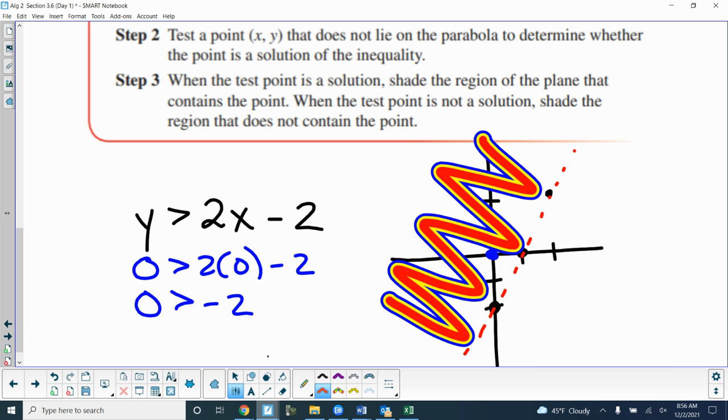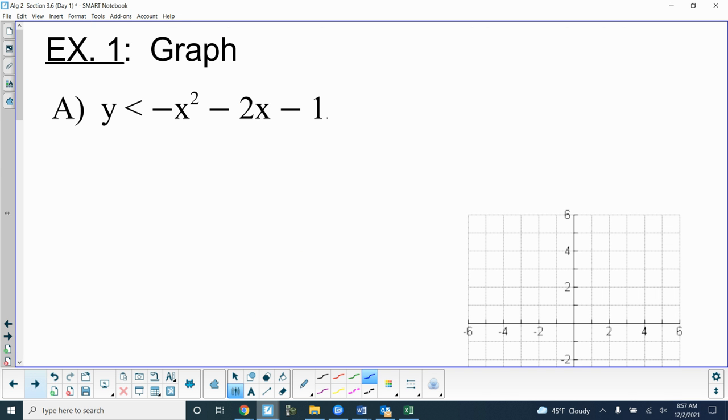Make sense? But normally, greater than's above and less than's below. But if you want to make sure, you can always pick a test point. So that should have been a quick review on shading for linear ones. We're going to do the same thing with quadratic ones. Again, when the test point is a solution, shade the region of the plane that contains the point. When the test point is not a solution, shade the region that doesn't contain it, just like we did there.